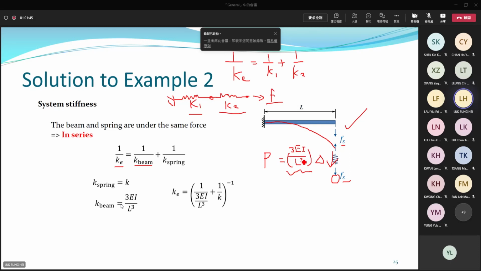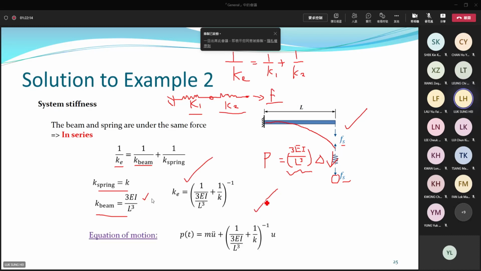If you're familiar with statics, then you can get this deflection easily. So here I just give you the outcome. K beam, for a beam under force at the tip, the corresponding stiffness is equal to 3EI over L cubed. K spring is just the stiffness of the spring constant, simply speaking, K.